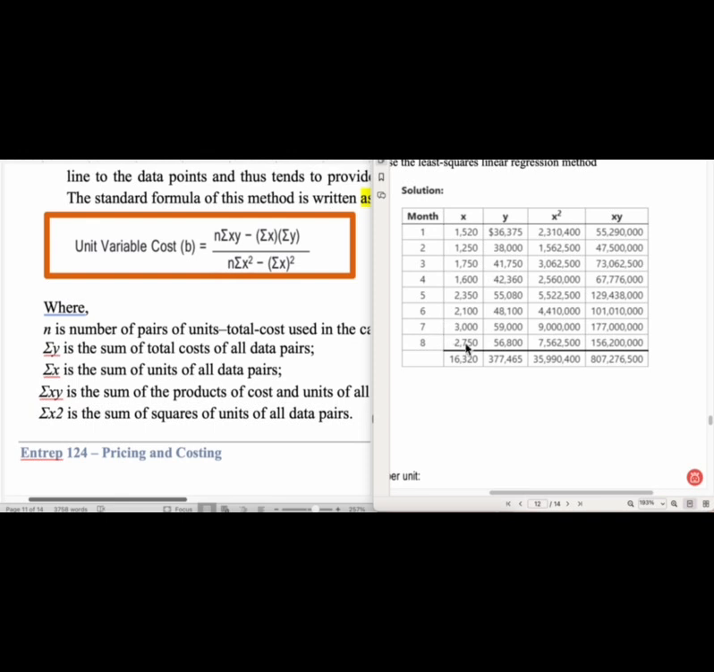Then the summation of y. We have done the summation of x; the summation of y in total is 377,465. Then the summation of x squared. We have solved the summation of x and the summation of y. Summation of x squared is 35,990,400. Then the summation of xy is 807,276,500. Okay, so we have obtained everything.